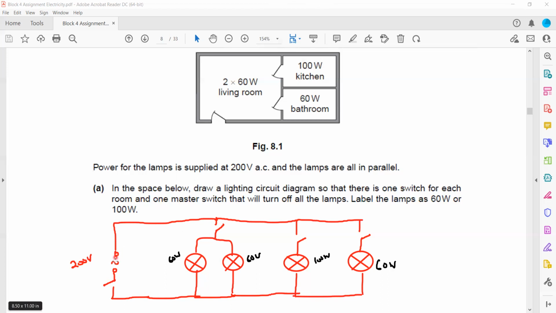So, a 200 volt AC supply with the master switch, a switch which can turn off and on all the lamps together. Then one switch for the living room, one switch for the kitchen, and one switch for the bathroom. And label each lamp, because in the living room there are two lamps, so they have a common switch. Then in the kitchen there is only one lamp with a switch, and in the bathroom as well, one lamp with a switch. So this is how you should draw a circuit according to the information given above.